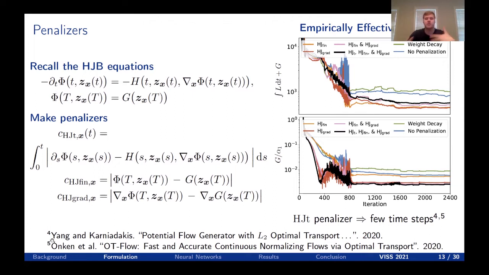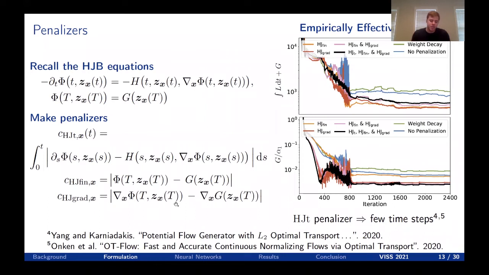But what people tend to find is that this penalizer leads to fewer time steps. And that just makes the cost simpler when you're training your neural network. The terminal condition turns into this HJ final time penalizer. And then we can also use the transversality conditions, which is just the gradient of that terminal condition. So then we have these three penalizers.